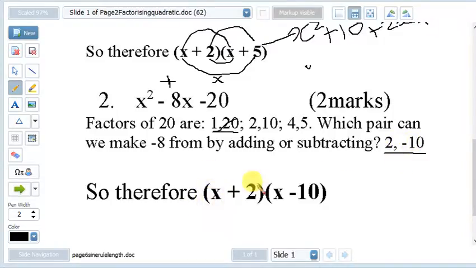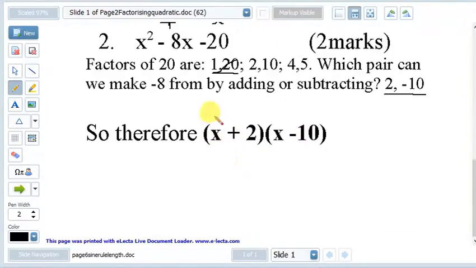So what we do, just like with double brackets, we put our x and our x in first, and then we put our two numbers, plus 2 and minus 10. And if we were to times this out, we would get x squared, x times x, 2 times minus 10 is the minus 20, and then x times minus 10 is minus 10x, and then the 2 times the x would add on to give us our negative 8x.